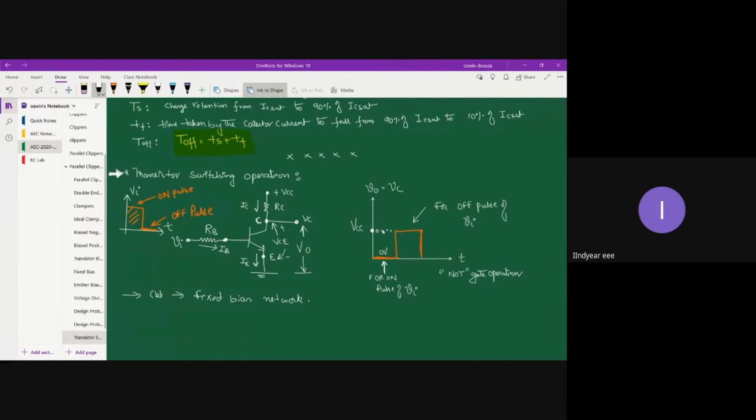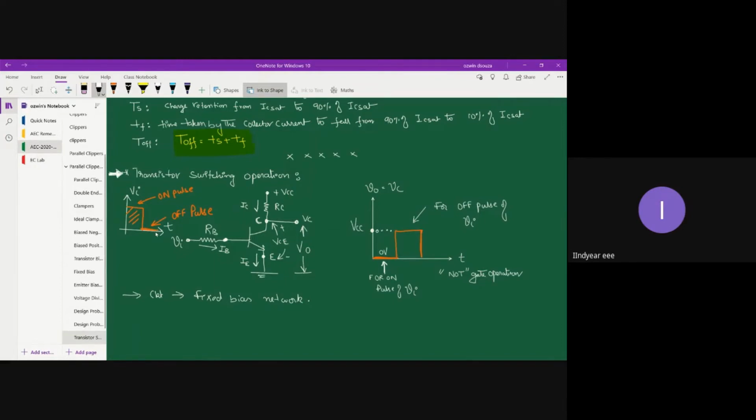Now, you look at the type of input which is connected at the base terminal. The input connected at the base terminal is a pulsed signal. Vi over here represents a train of on and off pulses. In short, you can call it a pulsed input, as in it will have an on pulse and an off pulse, and it's a periodic signal. So one cycle after the other, the shape of the wave repeats itself.